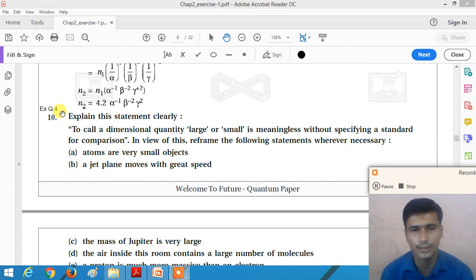Now question number 4. Question number 4 is a theoretical type question and we need to understand it, right? Explain this statement clearly. To call a dimensional quantity large or small is meaningless without specifying a standard for the comparison, right? A physical quantity is said to be large or small is meaningless without comparison with the other unit. In view of this, reframe the following statements wherever necessary.